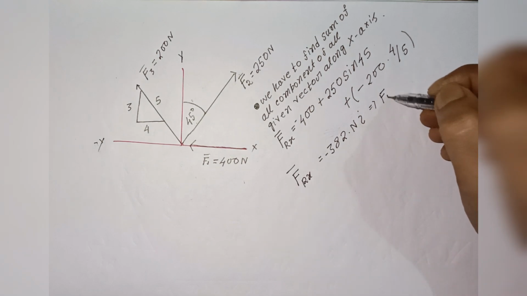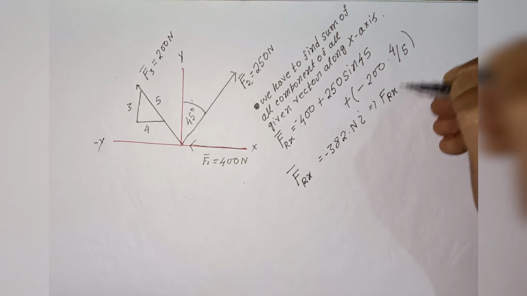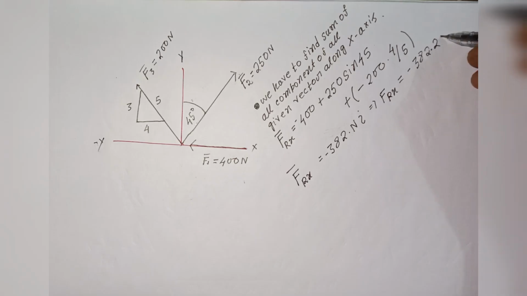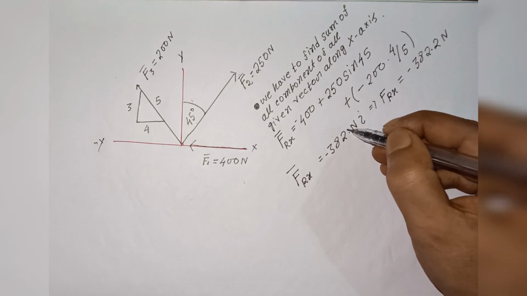Then the magnitude value of Rx: without i cap, just write the magnitude, minus 382.2 Newton. This is along the x-axis, the summation of all components.